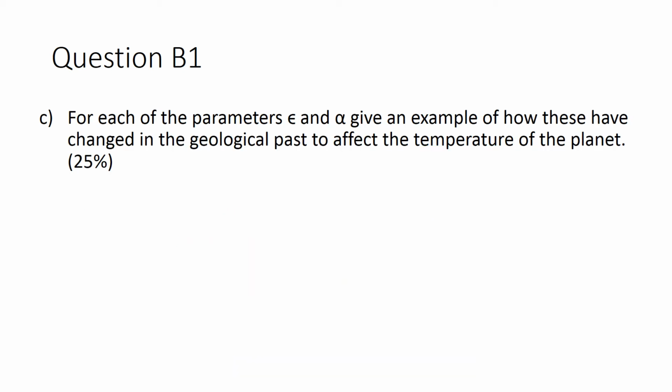Okay, so the next part is just looking at, for each of the parameters, the emissivity and the albedo, give an example of how these have changed in the geological past. Okay, so we're looking for an example for the emissivity and one for the albedo, and how they have changed in the geological past and how they've affected the temperature.